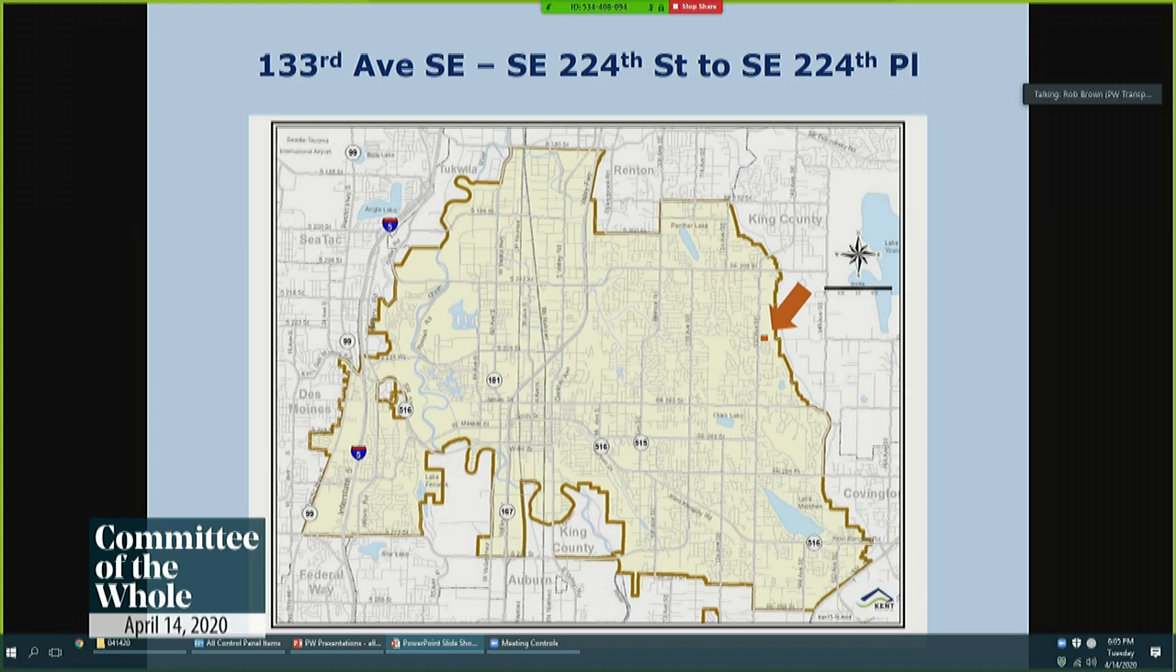Next location we're going to look at is 133rd Avenue Southeast, between Southeast 224th Street and Southeast 224th Place. This is also in the Cramp Lake annexation area, and this location was built prior to the annexation. And this came to us as a request from the police department. Next slide, please.